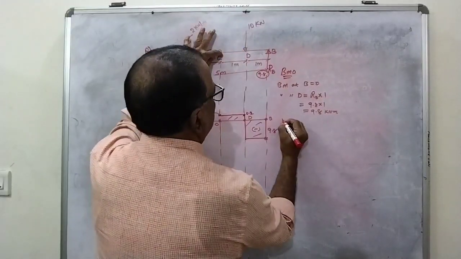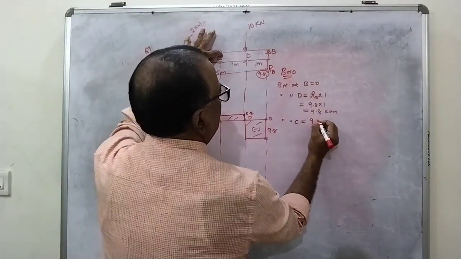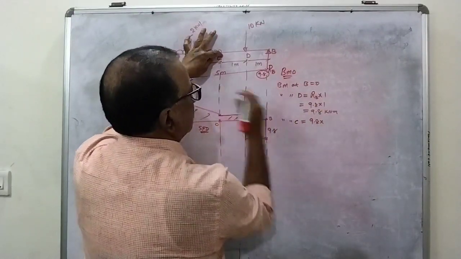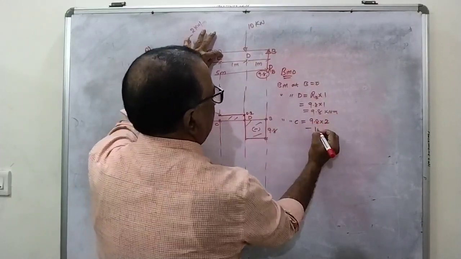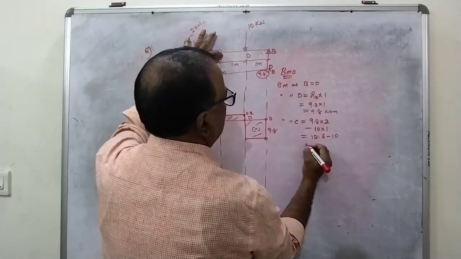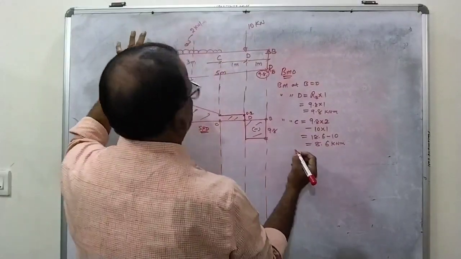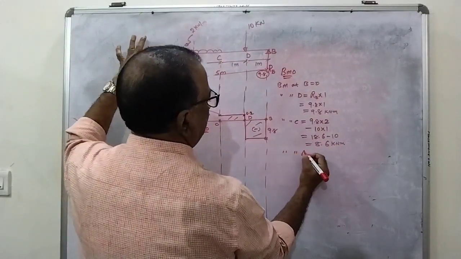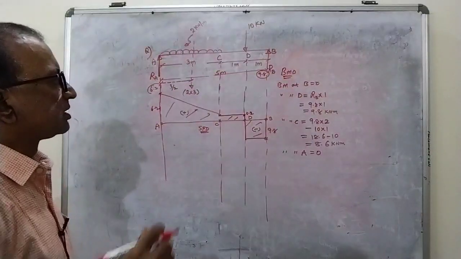Next point, bending moment at C, first, once again from the beginning, 9.8 into what is the total distance? 2 minus 10 into 1, 18.6 minus 10, this is equal to 8.6 kilonewton meter. Next point is A. You all know bending moment at A is 0.